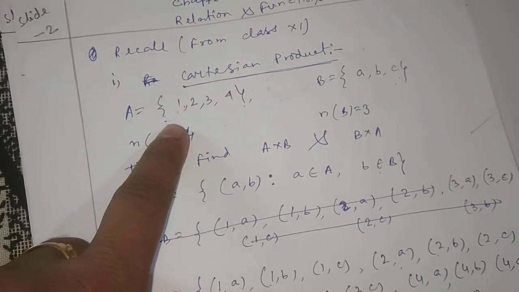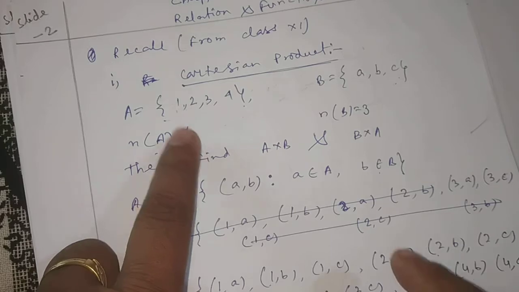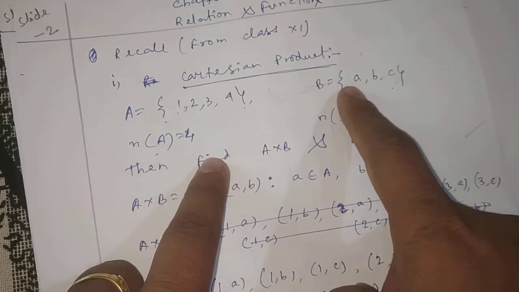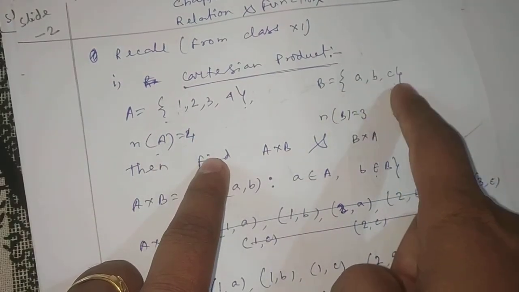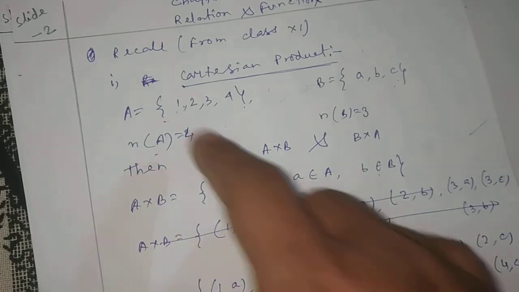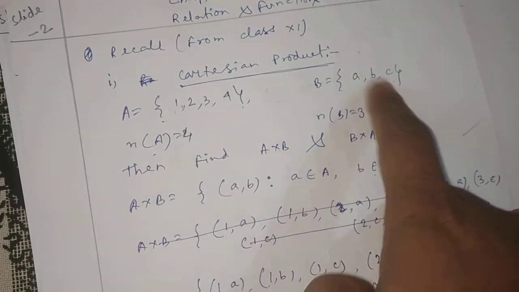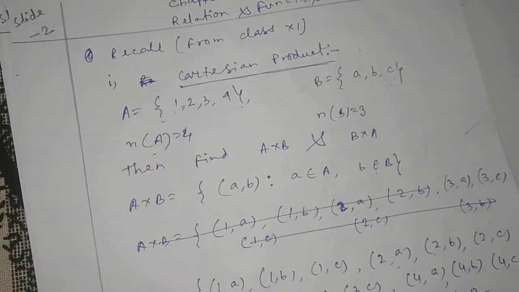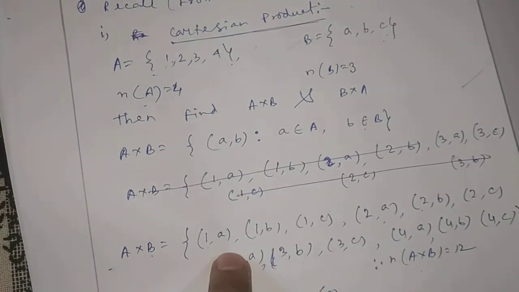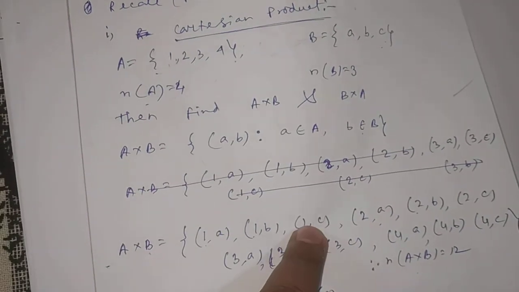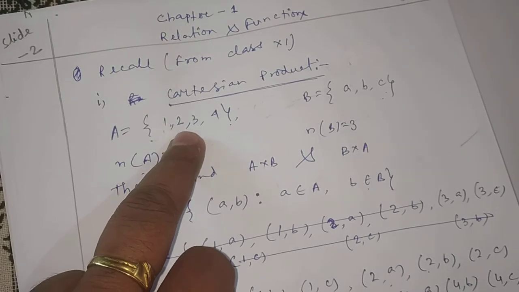In the set A, the element 1 will make ordered pairs with the elements A, B, C in B. The first element 1 will make ordered pairs with A, B, C in B. Then what we get? 1A, 1B, 1C. 1 finished, 2 will start.